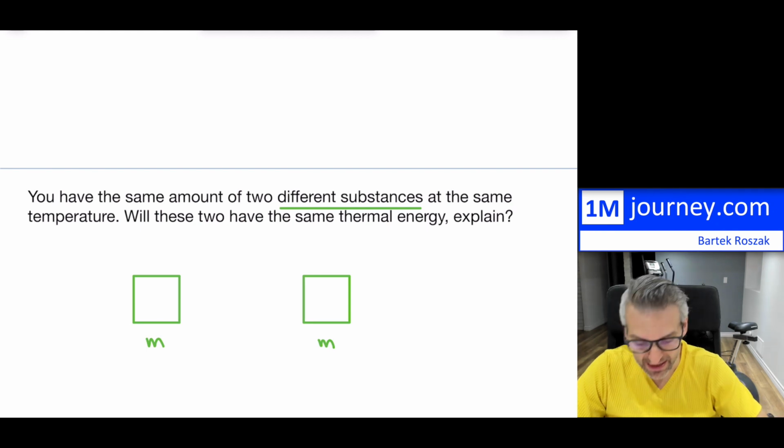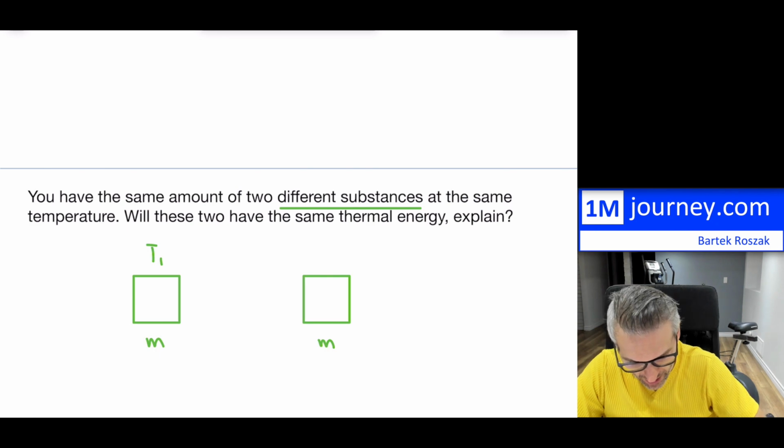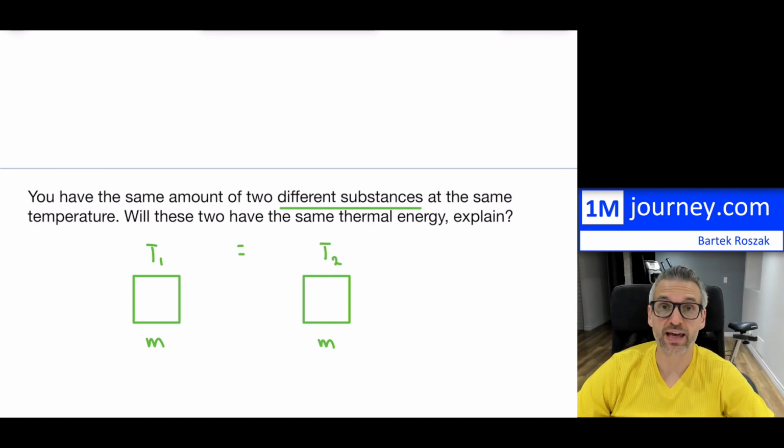Now, they're still at the same temperatures. So the temperature of 1, and the temperature of 2, these two are still identical. So again, because of temperatures, this just simply means that the average kinetic energies are the same within these substances. But they're two different substances. So again, the question arises, will these two have the same thermal energy?